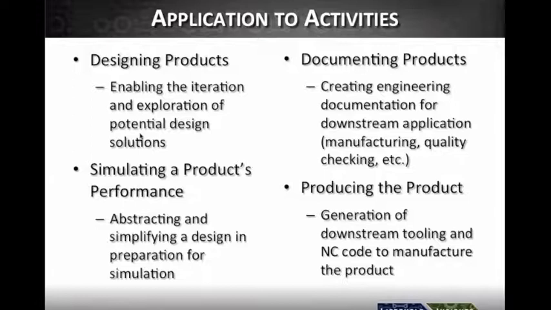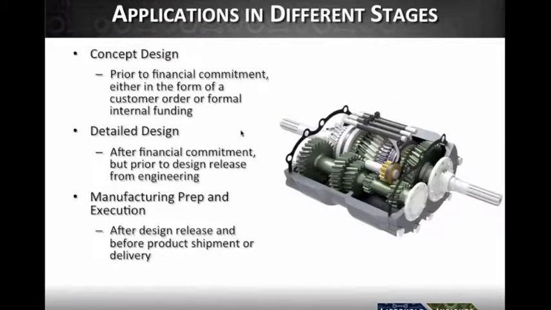And also, when you produce a product, when you go to manufacturing, whether you're creating CMM toolpaths or tool and die or NC sequences, you need to be able to modify the product or part so it can be manufactured. Today, we're really going to be focusing on designing products and documenting products. So just to let you know, the focus is a little bit more narrow here.